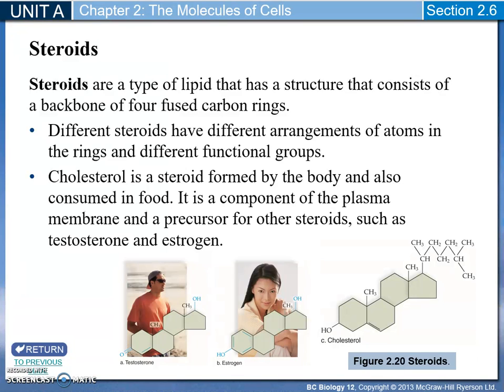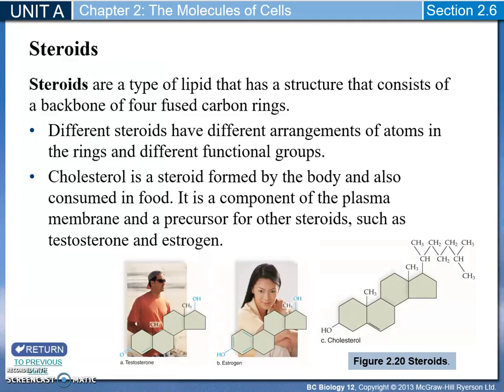It's formed by the body. It's actually essential to our homeostasis. It's also consumed in food, but the body produces it as well. So it's a component of the plasma membrane and a precursor for other steroids, such as testosterone and estrogen. So it actually is a very important compound, but we must be careful that we don't take in too much of it, because then it can have harmful effects.